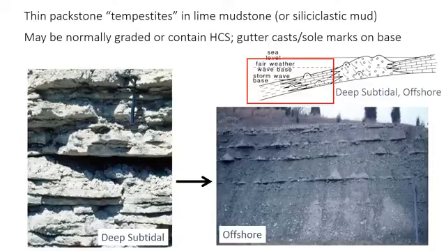So the deeper water environments on carbonate ramps have pretty similar facies to their siliciclastic equivalents, just with limestones instead of sandstones and shales. There are thin, coarser-grained storm beds, or tempestites, possibly with HCS or maybe normal grading, gutter casts, etc. And they're interspersed with finer-grained sediments like lime mudstone or even siliciclastic mud.